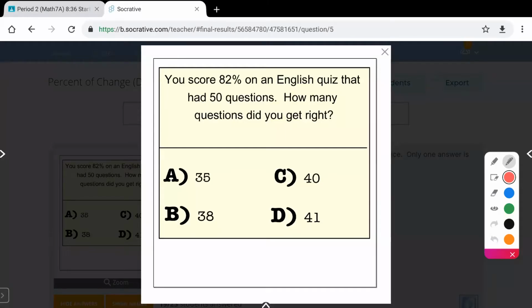All right, ladies and gentlemen, today we're going to look at how do I calculate my grade? I got this test back from my teacher. How do I know what percent that I earned? Okay. So here's a sample question that we have.